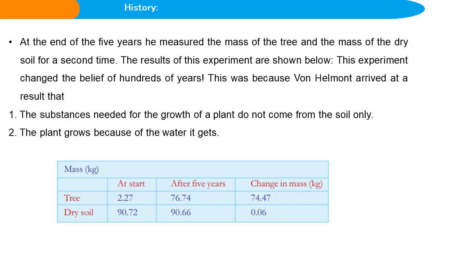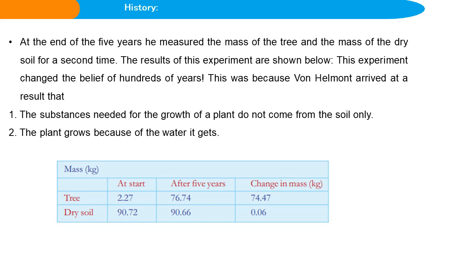At the end of 5 years, he measured the mass of the tree and the mass of the dry soil for a second time. To his surprise, there was a huge increase in the mass of the tree. In the beginning it was 2.27 kgs, but after 5 years it was 76.74 kgs. That means a huge increase of 74.47 kgs.